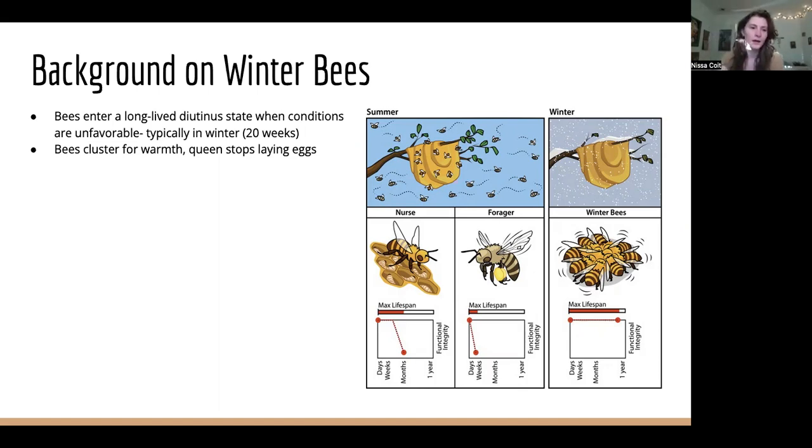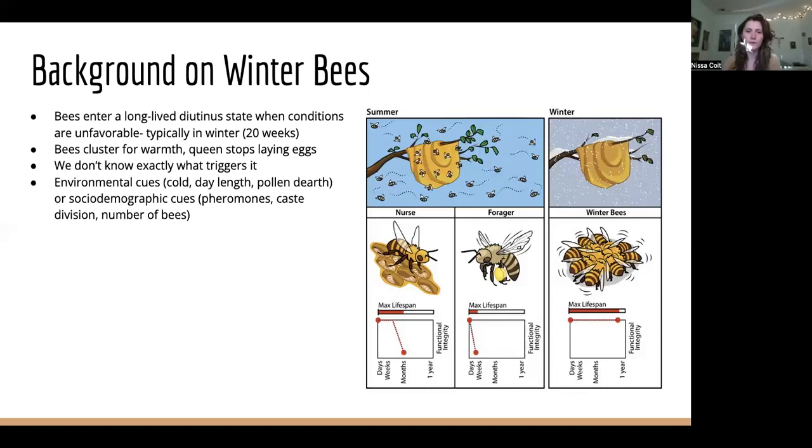We don't know exactly what triggers it, and we're not entirely sure which bees go into this overwintering state, whether they're nurse bees or foraging bees, or what the demographics are of the overwintering population. So it's really quite a mystery. We don't even know exactly what all the environmental triggers are.